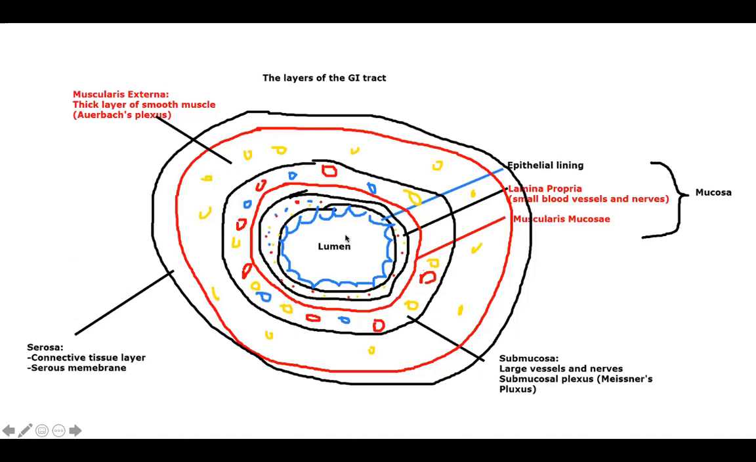Okay, so just to run through that here quickly again, we have the mucosa being formed by the epithelium, the lamina propria, and the muscularis mucosae. Outside of the mucosa, we have the submucosa, that containing larger vessels and nerves, along with the submucosal plexus. Outside of the submucosa, we have the muscularis externa, thicker layer of smooth muscle, that contains the Auerbach's plexus. And then outside of the muscularis externa, we have the serosa.